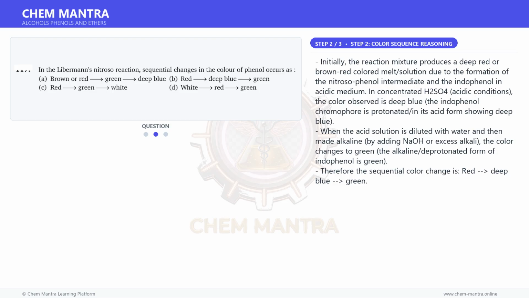When the acid solution is diluted with water and then made alkaline, by adding NaOH or excess alkali, the color changes to green. The alkaline deprotonated form of indophenol is green. Therefore, the sequential color change is red, deep blue, green.